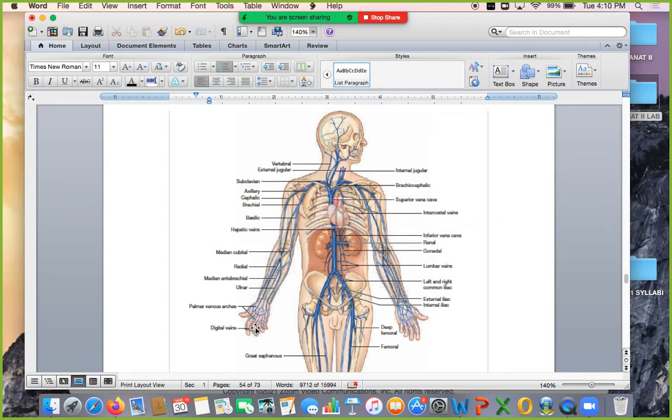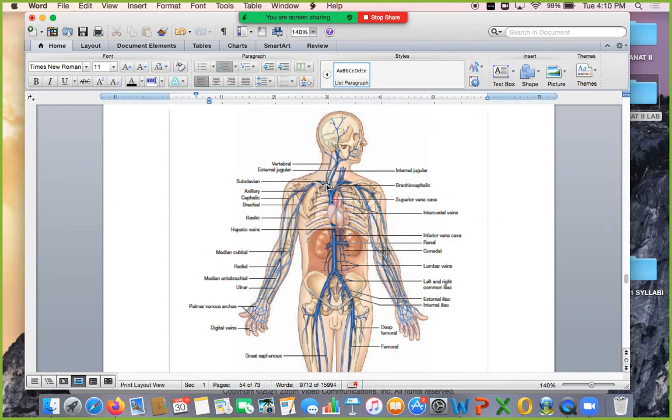We have the digital veins, palmar venous arches. We have a lot of anastomoses here, but we're going to have the ulnar and the radial return, as well as this region here called the median antebrachial. We have the median cubital, the basilic, which feeds up into the brachial. That eventually is going to feed into the axillary, all right?